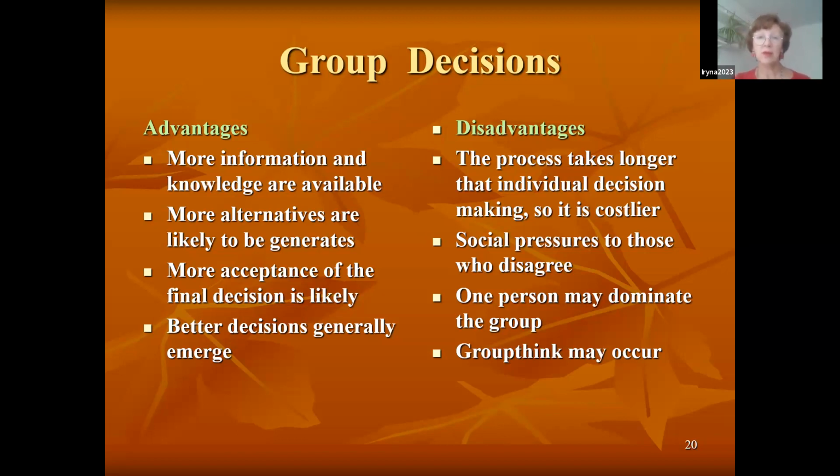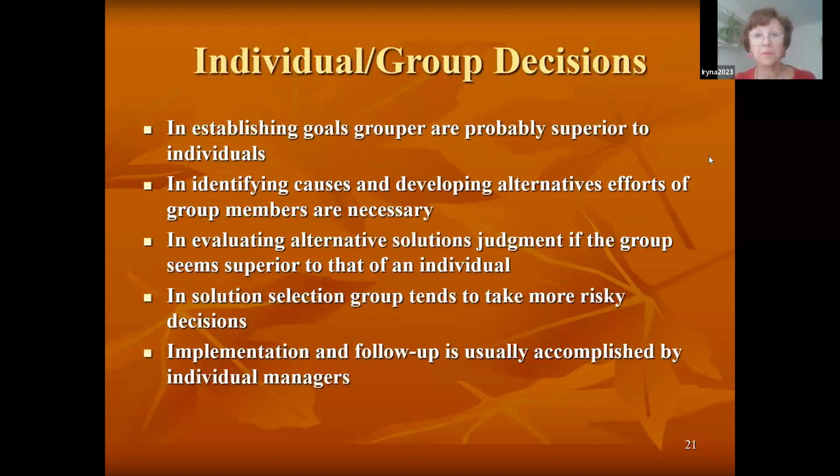One person who is assertive, a dominant, may dominate the group, and the others will accept the solution even though they're not happy with this. And groupthink may occur. Groupthink is a psychological phenomenon that is really harmful for the decision-making process. We will talk a little bit about this in the topic on groups and teams.